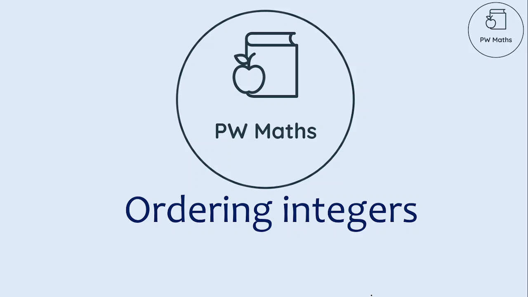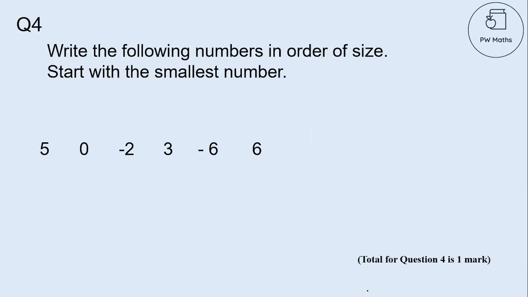We're going to look at some of the ordering questions that you might get, so ordering integers and ordering fractions. We're going to start with integers, which are whole numbers. Now, the important thing to note here is that anything that's a negative is going to be smaller.